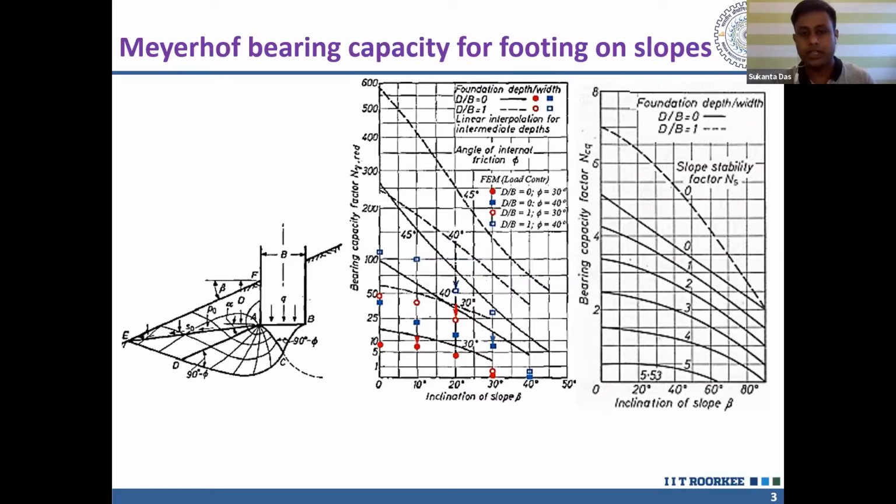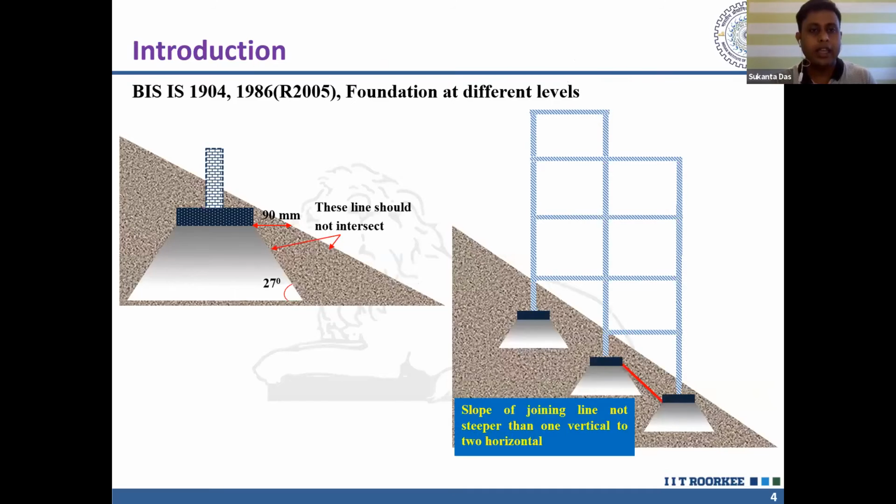Whether the footing is at the top of the slope or embedded on the sloping face, the bearing capacity decreases due to the inclination of the slope. Then BIS, the Bureau of Indian Standards, suggests that the minimum edge distance of the footing from the sloping ground should be 90 mm, and that the pressure line should not intersect the sloping ground. The line joining should not be steeper than 1 vertical to 2 horizontal, that means the angle within 27 degrees.